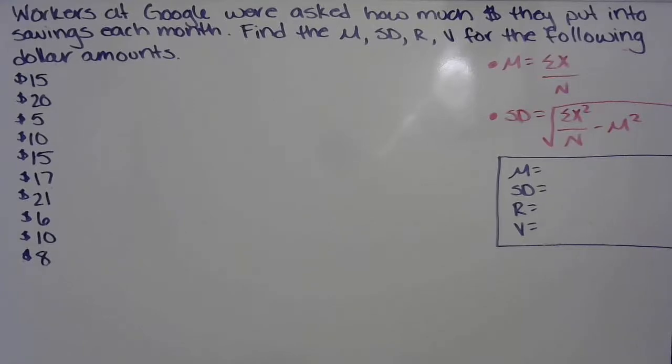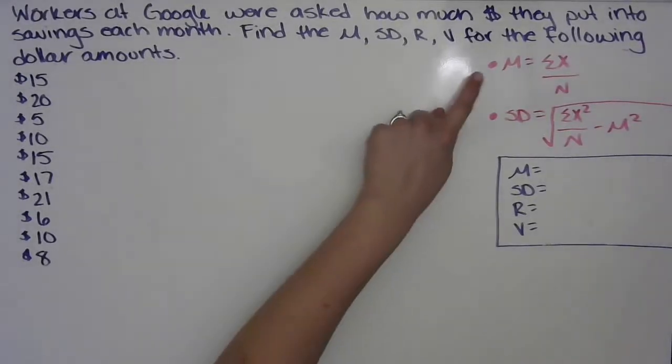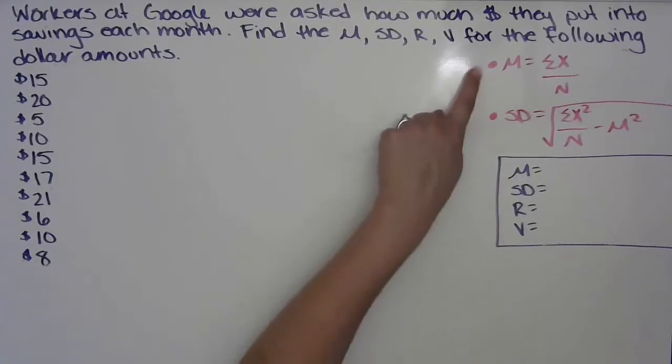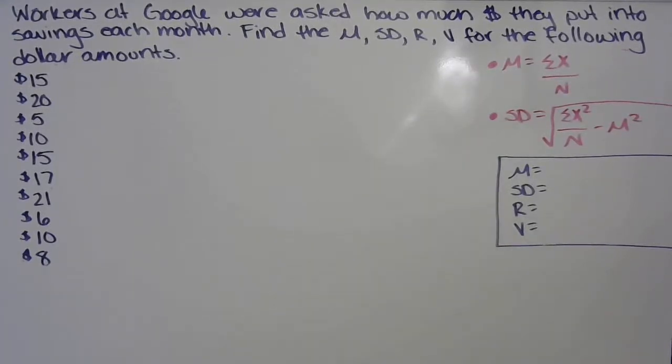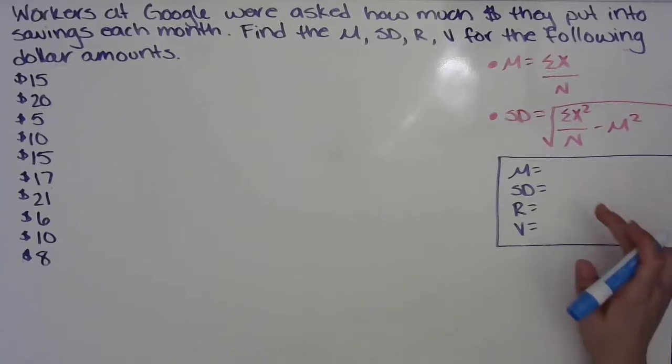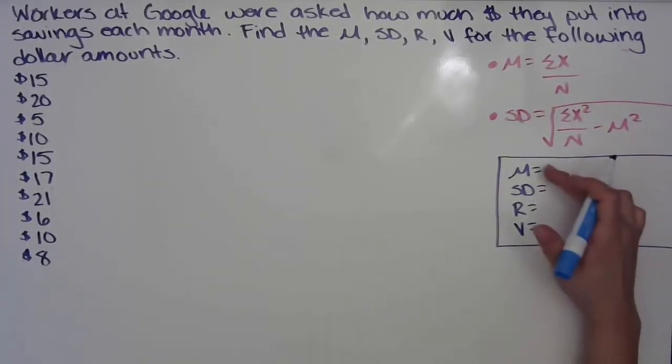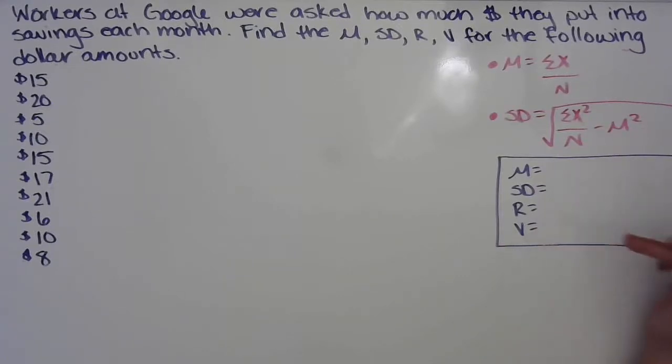Workers at Google were asked how much money they put into savings each month. Find the mean, standard deviation, range, and variance for the following dollar amounts. Now, before we got started, I went ahead and wrote out what formulas we need for what the problem is asking for. So I wrote a formula for mean, and I wrote a formula for standard deviation, and I went ahead and wrote a list, too, of what the problem is asking for. So I've got the mean, the standard deviation, range, and variance.